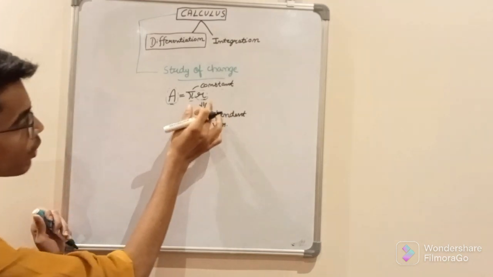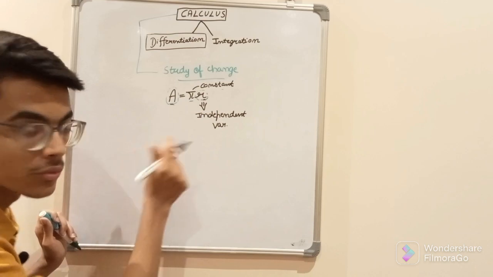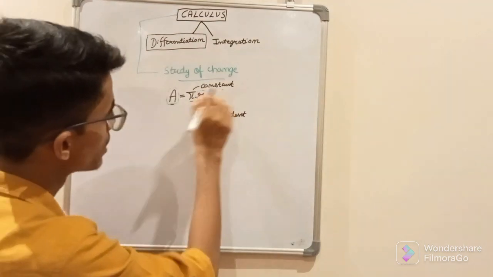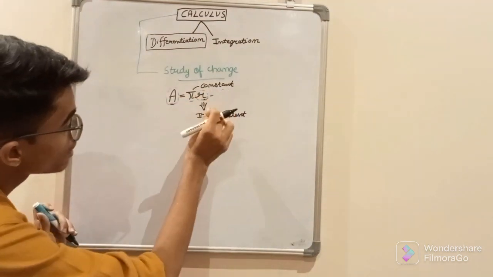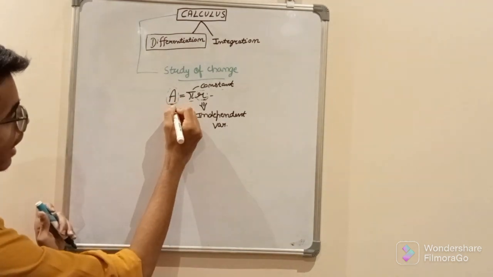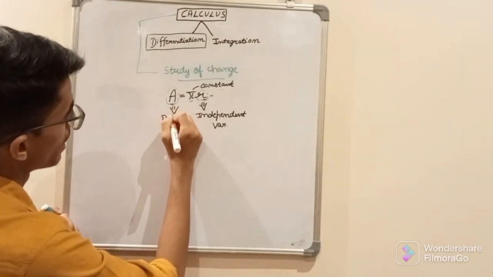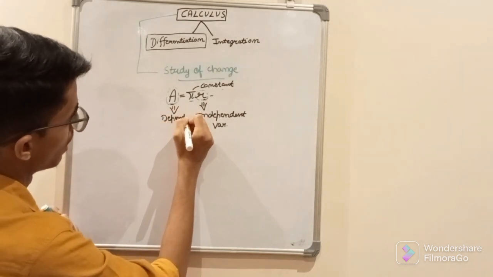R is independent because उसको area से कोई फर्क नहीं पड़ रहा है. Area is changing because of change in radius, but radius is not changing because of a change in area. And area is changing, so it is known as our dependent variable.